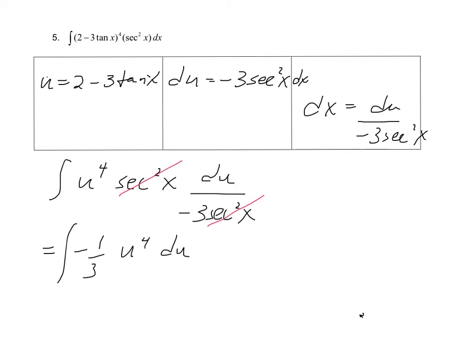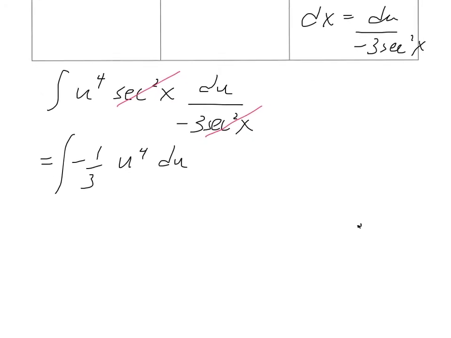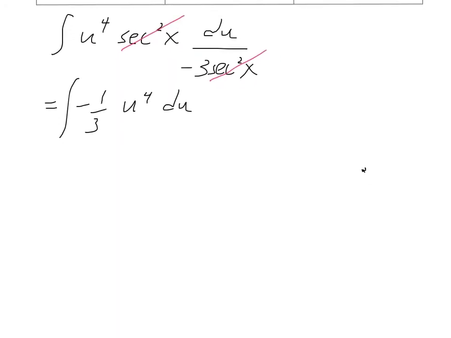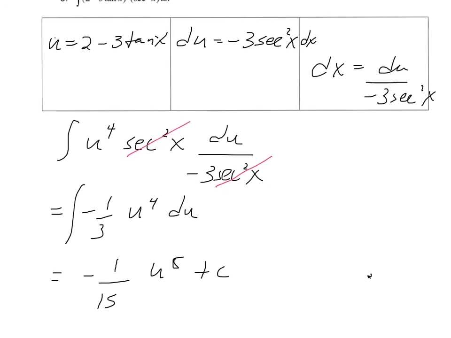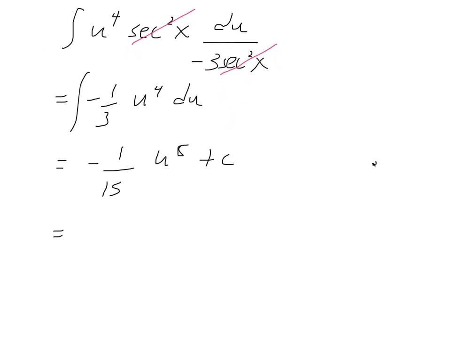So I just want to finish up the question here by taking the integral. And when I do that, I get negative 1 over 15 u to the 5 plus c. And I want to substitute back in, and what I want to substitute in for is 2 minus 3 tan x. So last step is minus 1 over 15, 2 minus 3 tan x to the 5, and plus c.